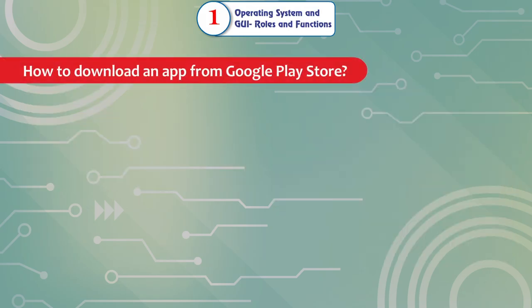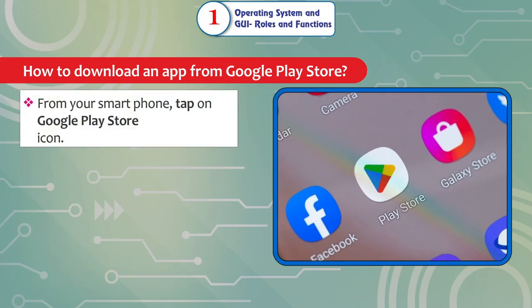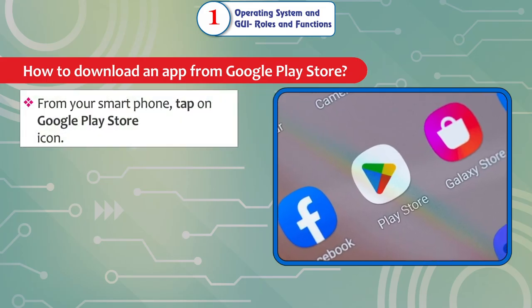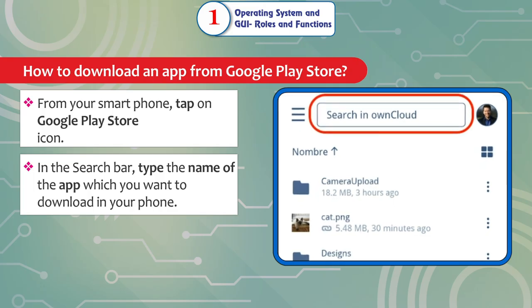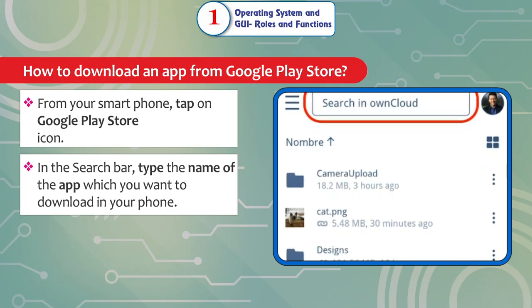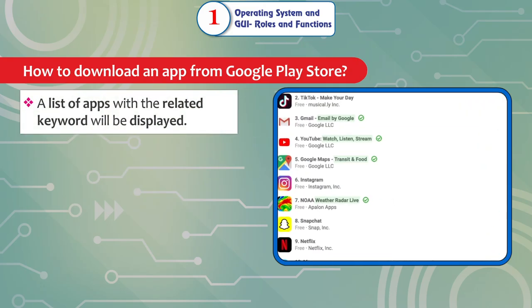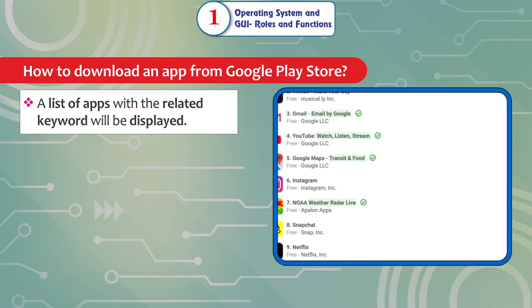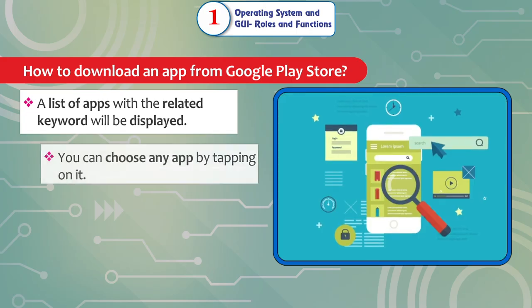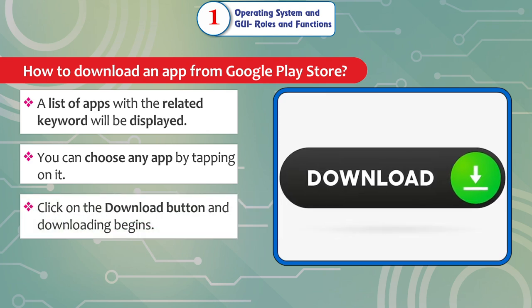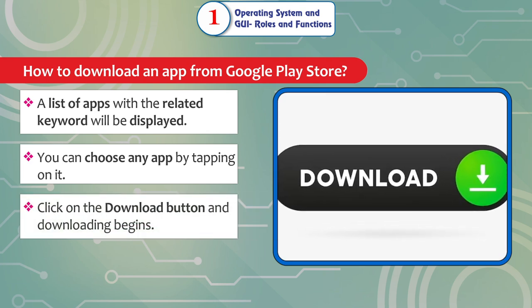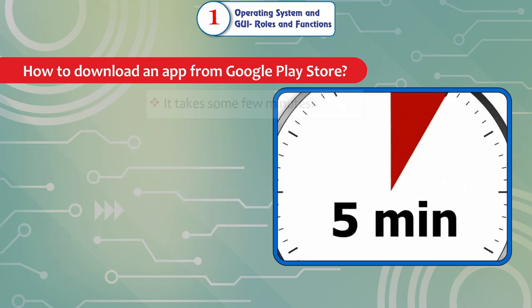How to download an app from Google Play Store. On your smartphone, tap on the Google Play Store icon. In the search bar, type the name of the app which you want to download in your phone. A list of apps with the related keyword will be displayed. You can choose any app by tapping on it. Click on the download button and downloading begins.